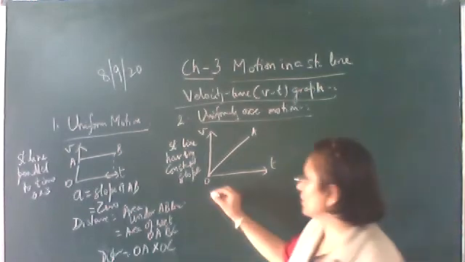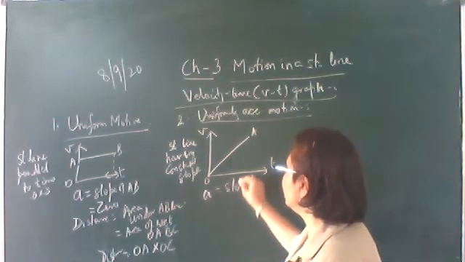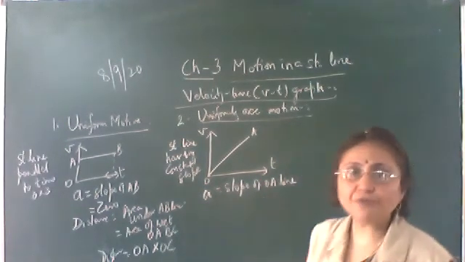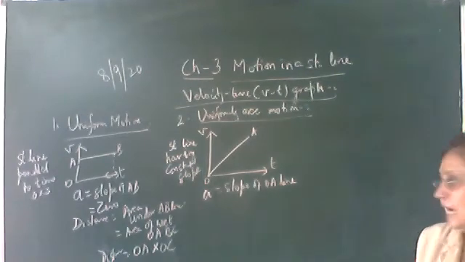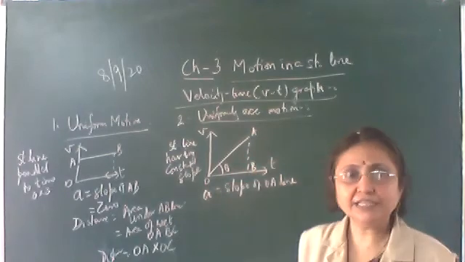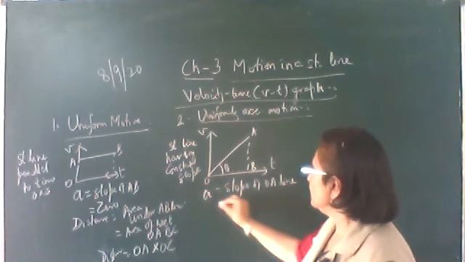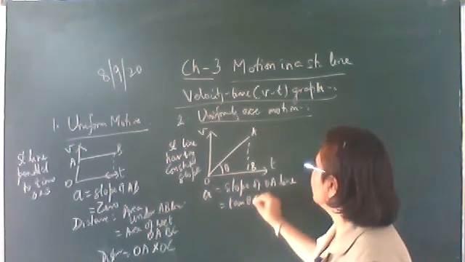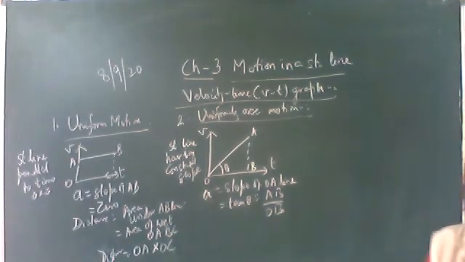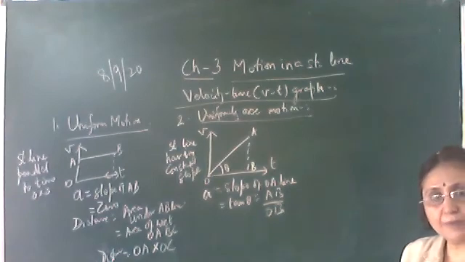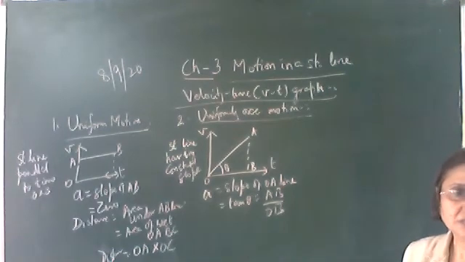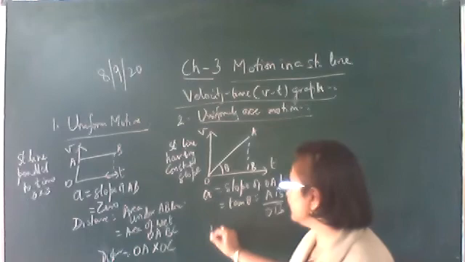Now the first thing, what can you determine? Acceleration. Acceleration is given by the slope of the OA line. Again, to find the slope, we find tan theta. Tan theta is perpendicular upon base, so it is equal to AB upon OB. This will give you the acceleration. So the acceleration is given by the slope of the line, and slope is determined by tan theta. Tan theta is equal to perpendicular upon base. So this gives the acceleration.